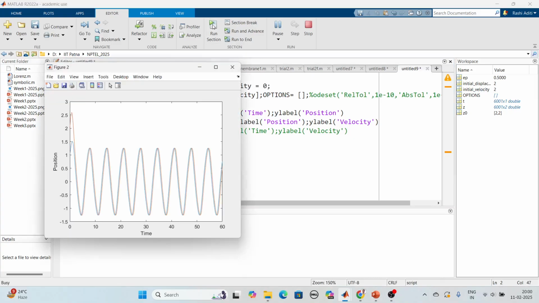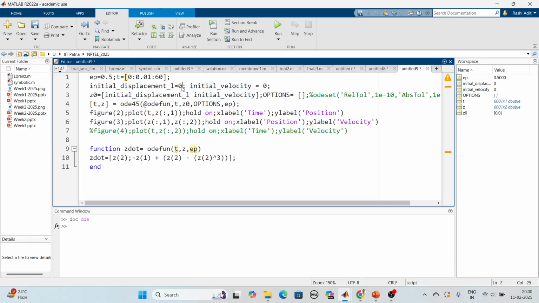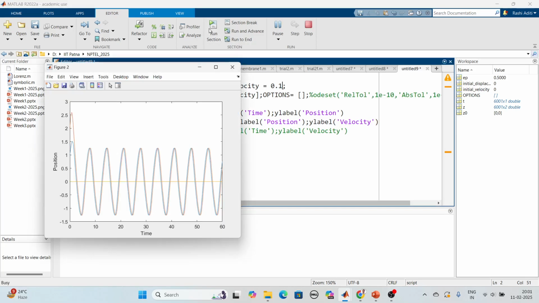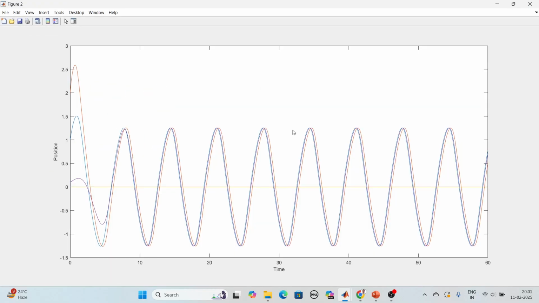What is going to happen? For 0 we have 0. Maybe we can take 0.1 and 0.1. See, for this also it is coming back to the same cycle. Whether the initial condition is outside the cycle or inside the cycle, it is always going to come back to the same phase plot, the same steady state response. However, again you can see over here that there is a phase lag.